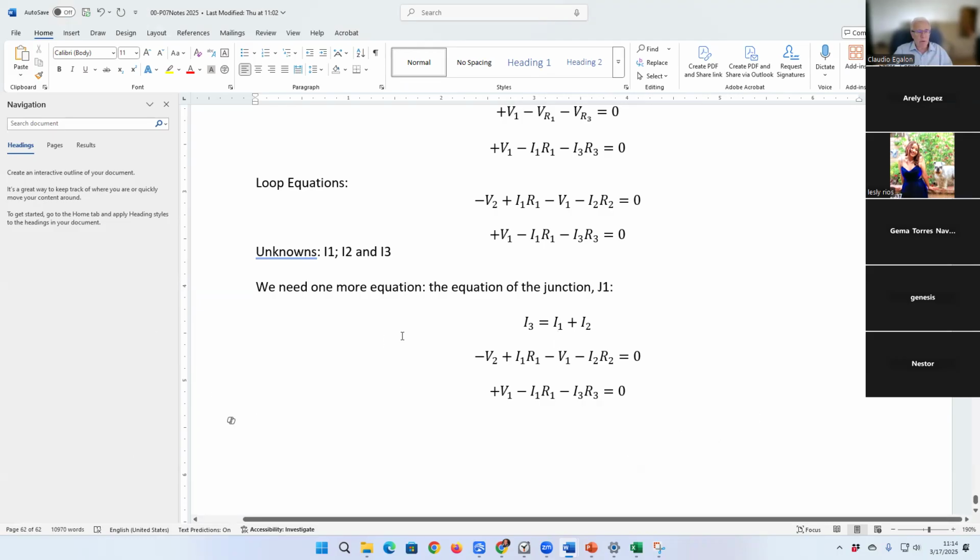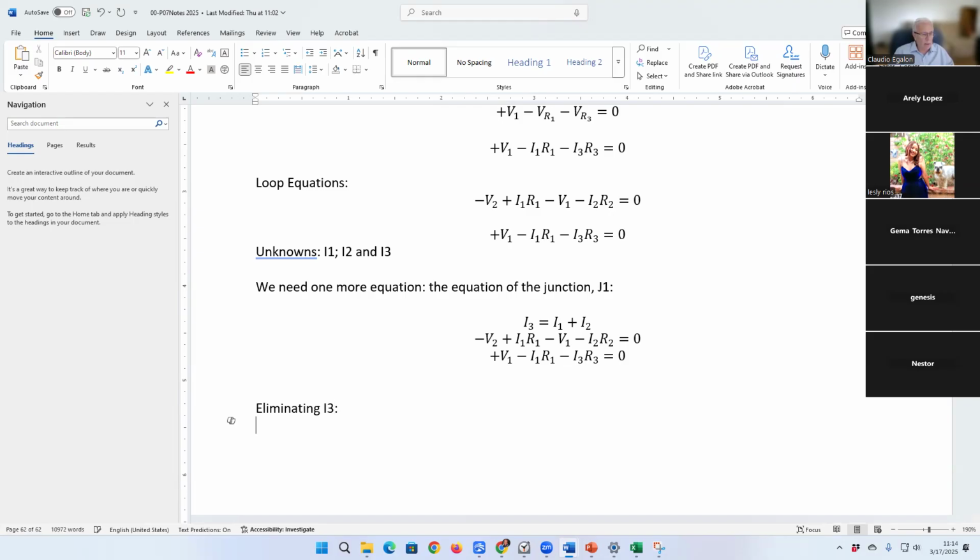Here we have three equations. We want to find I1, I2, and I3. Let's solve that. Okay, we can start by eliminating I3. By eliminating I3, I mean I'm going to write I3 in terms of the other currents. Okay, eliminating I3.